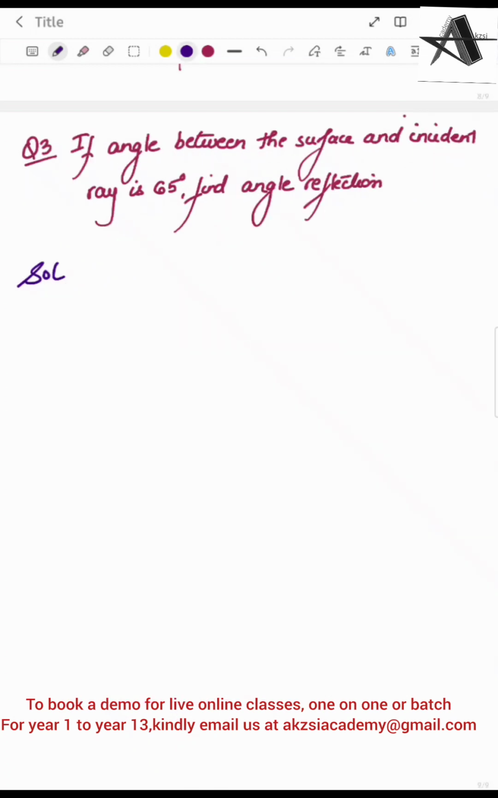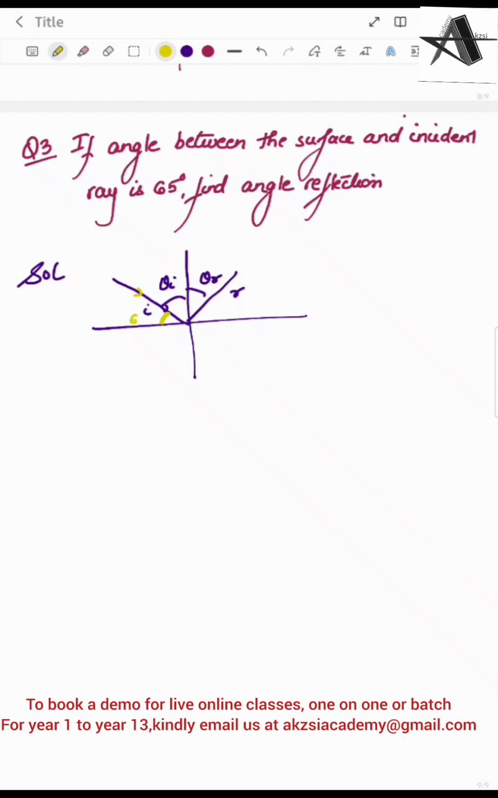If the angle between the surface and incident ray is 65 degrees, find the angle of reflection. Same as before, I'll draw the surface, normal, this is the incident ray, this is the reflected ray, this is the angle of incidence, this is the angle of reflection. Now let me see what's given. They have given the angle between the surface and incident ray. This is the incident ray and the surface is this one, the flat one.